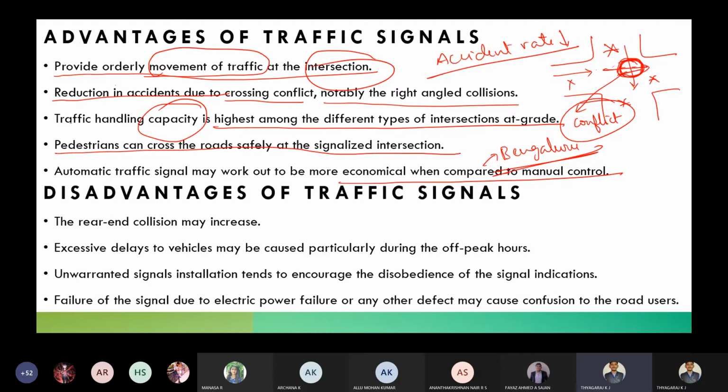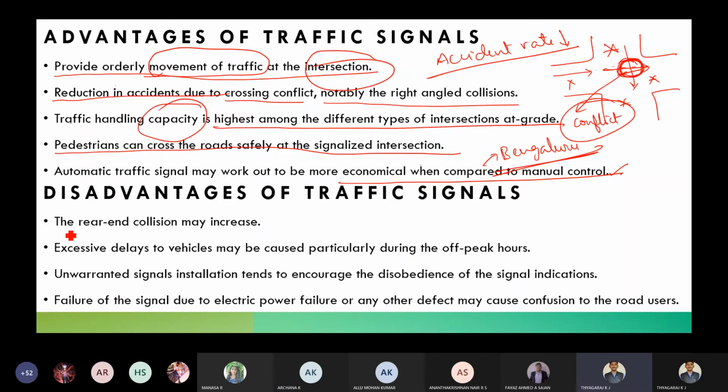Why? Because for manual operation we require police personnel to control the traffic signal. But if you go for an automatic traffic signal, which is more economical, you can easily save the money that we pay for the traffic control personnel. So these are the five advantages we have to remember.